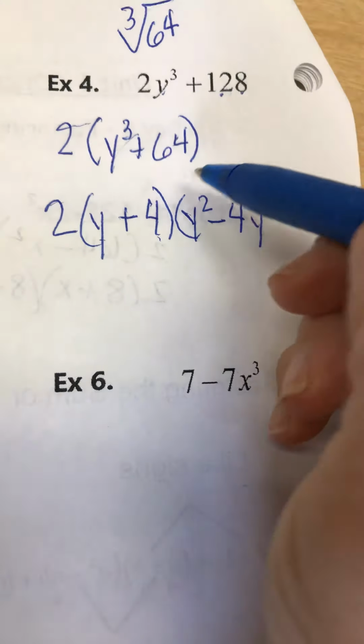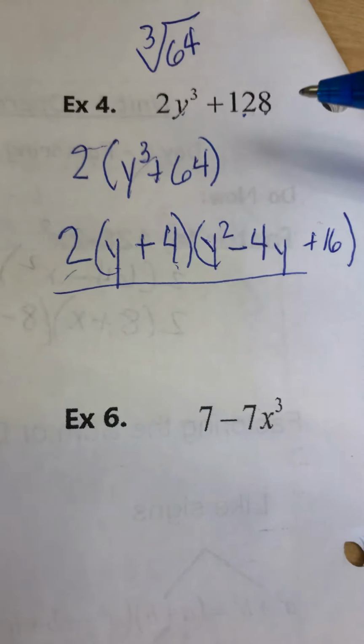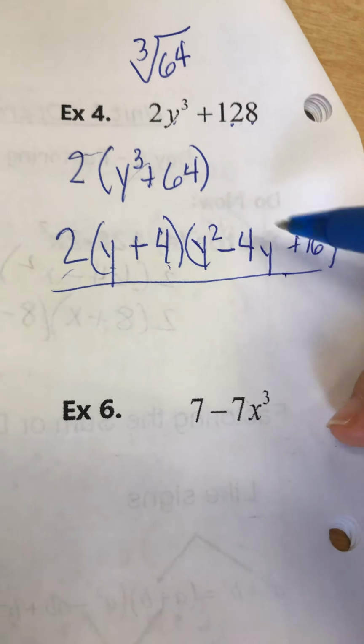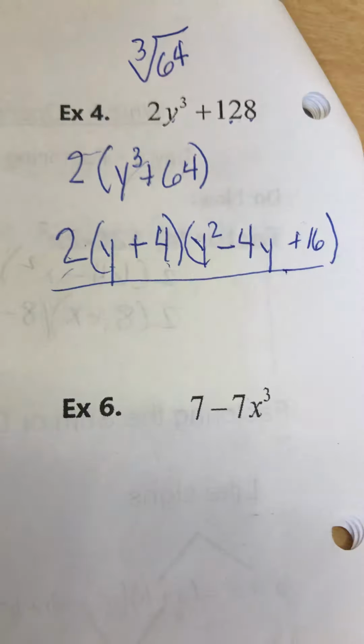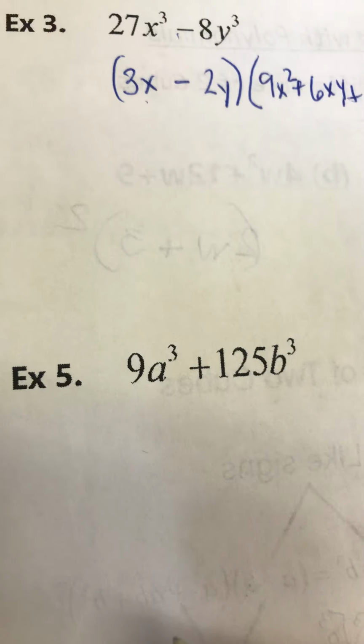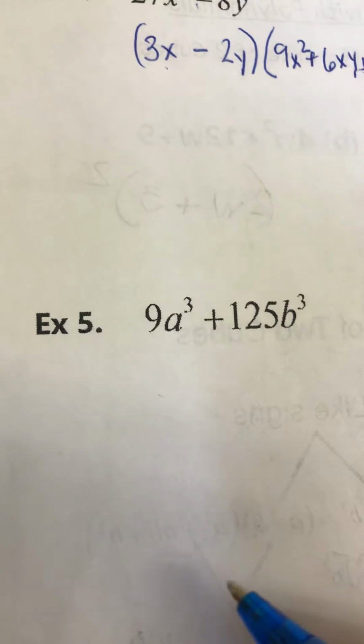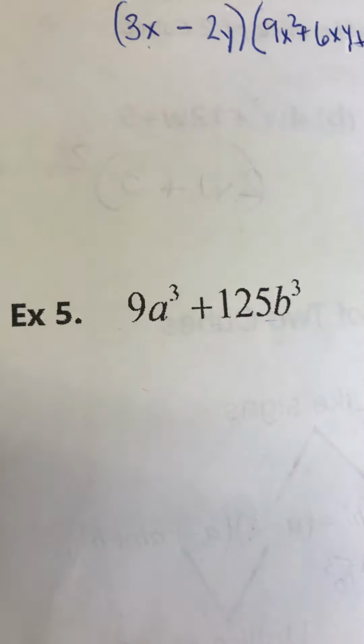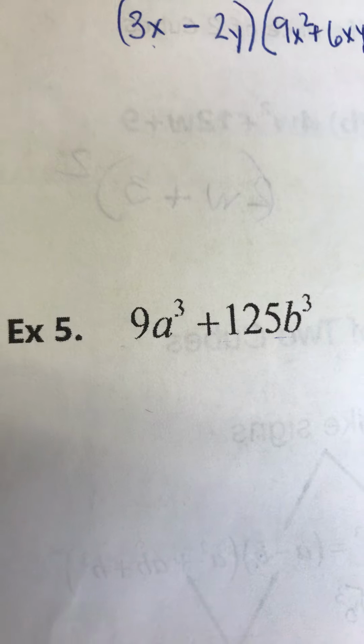Okay? And then that whole thing is the final answer. You do need the 2 in it because it was a factor. You can't just forget about it, okay? All right, number 5. There's no GCF. Okay, nothing goes into all 3.